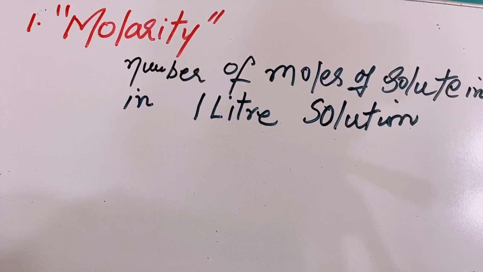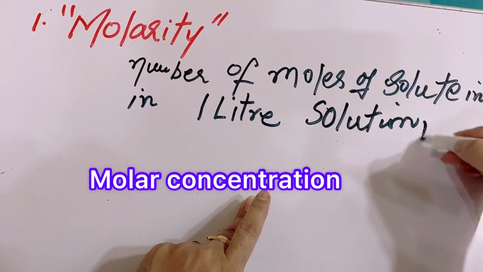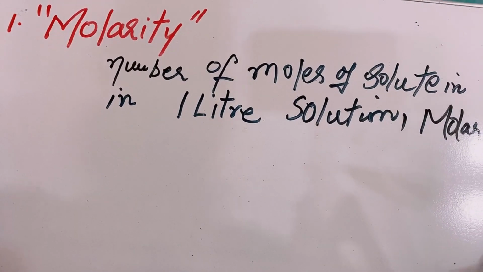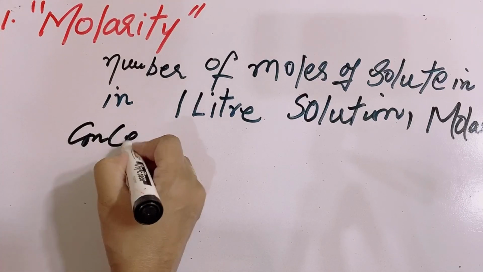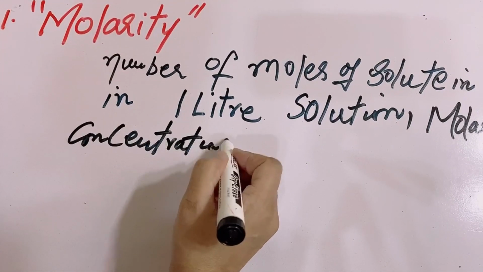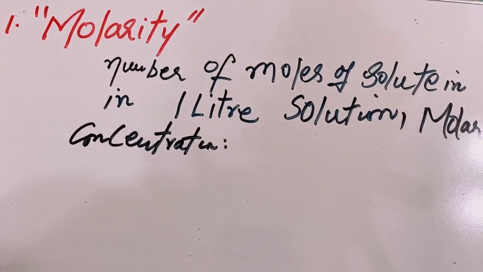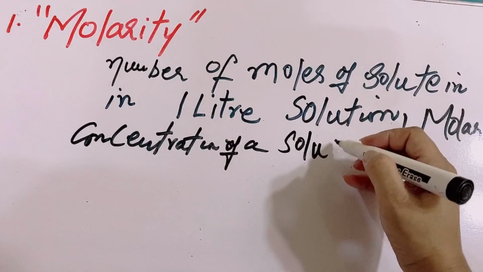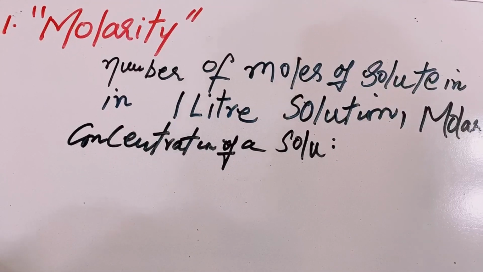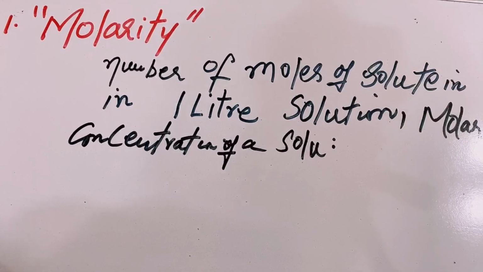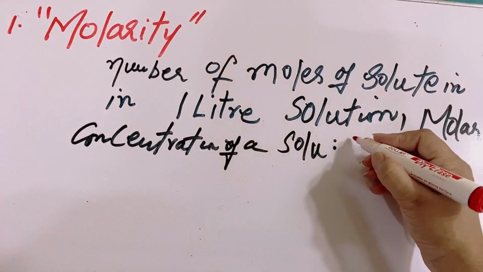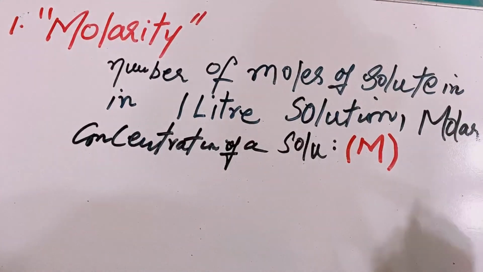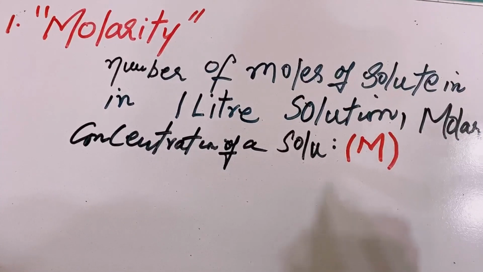So it is also called what? Molar concentration of a solution, and it is denoted by capital M. If someone asks you how you can denote molarity, you will simply say it is denoted by capital M and has a unit. What would be its unit?